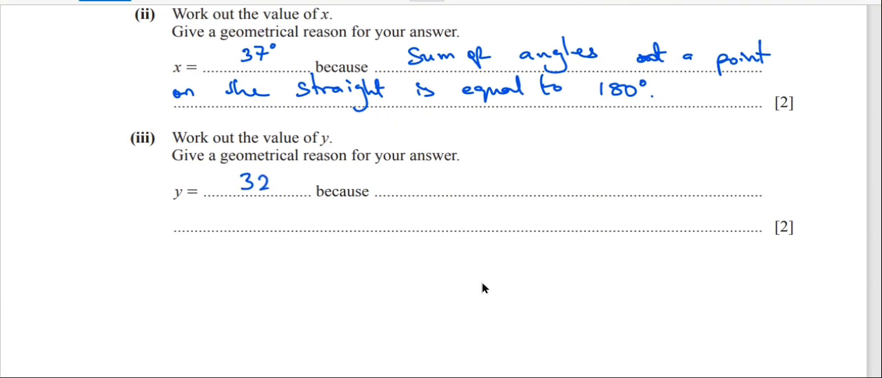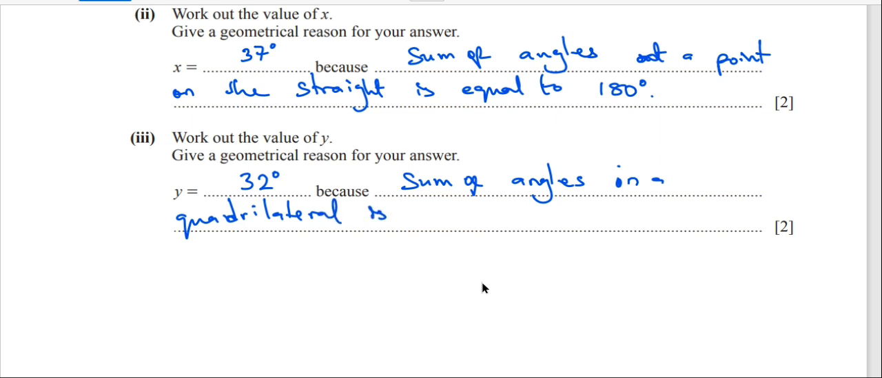So we come back to the place where to write our answer. We write 32 degrees. Remember why we solved that is because sum of angles in a quadrilateral is 360 degrees. Okay, or you can say sum of interior angles of a quadrilateral is 360 degrees. Okay, so let's move to the next one.